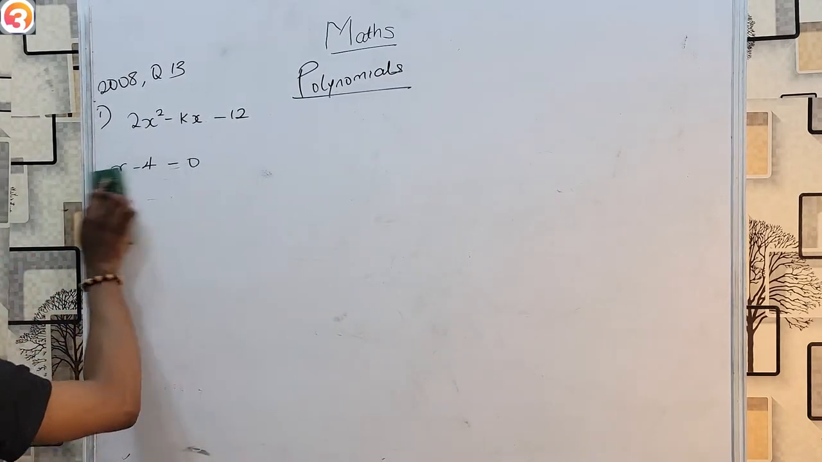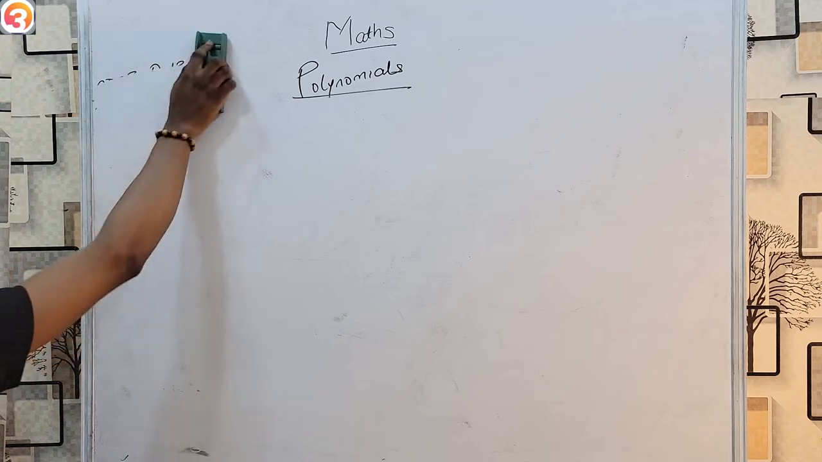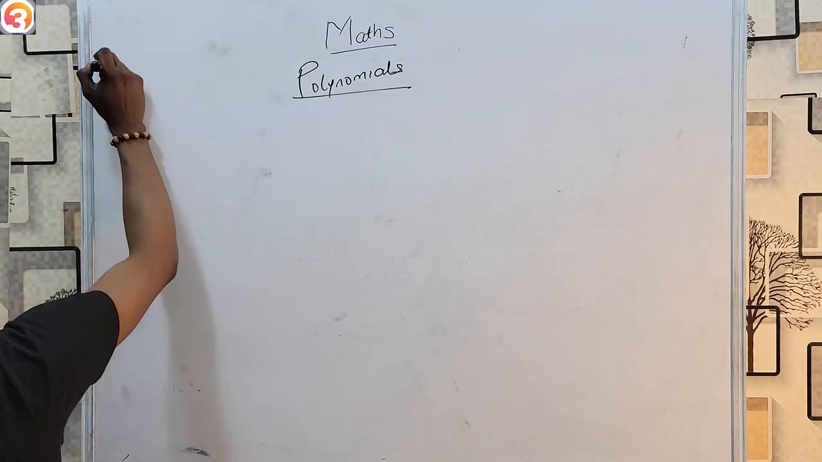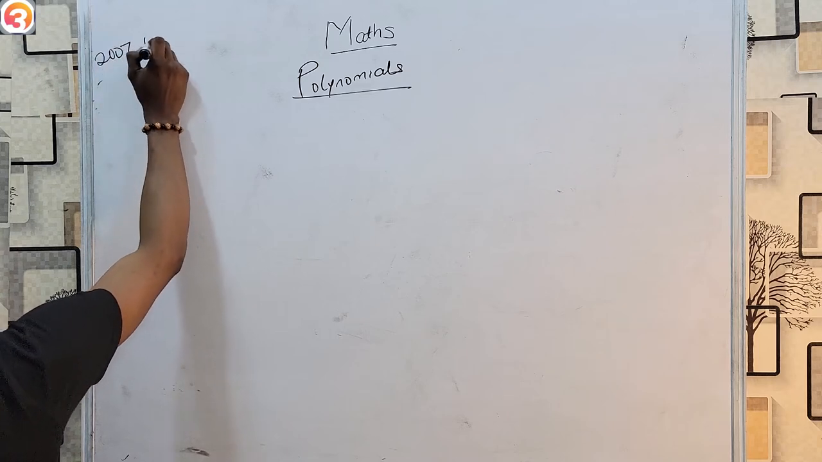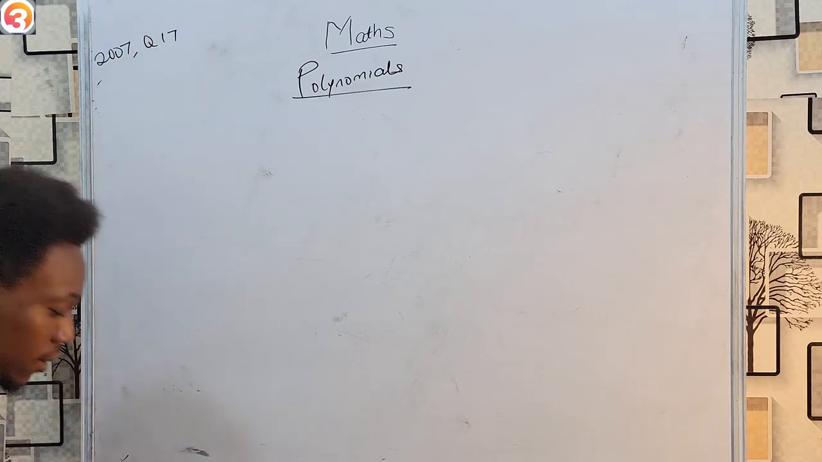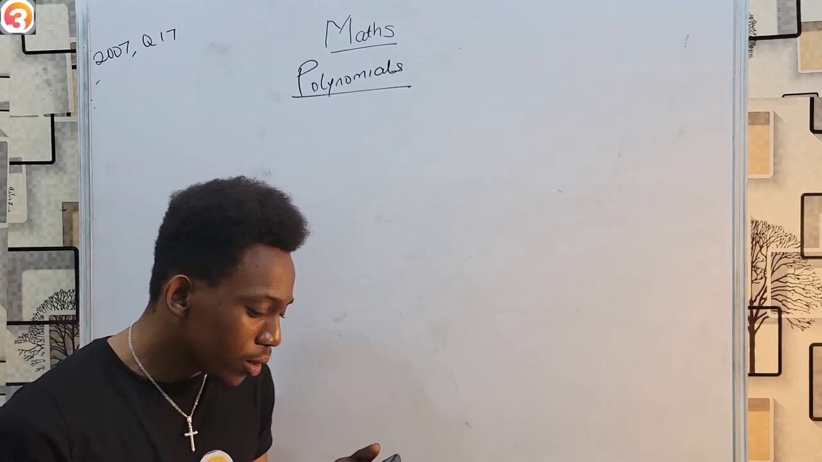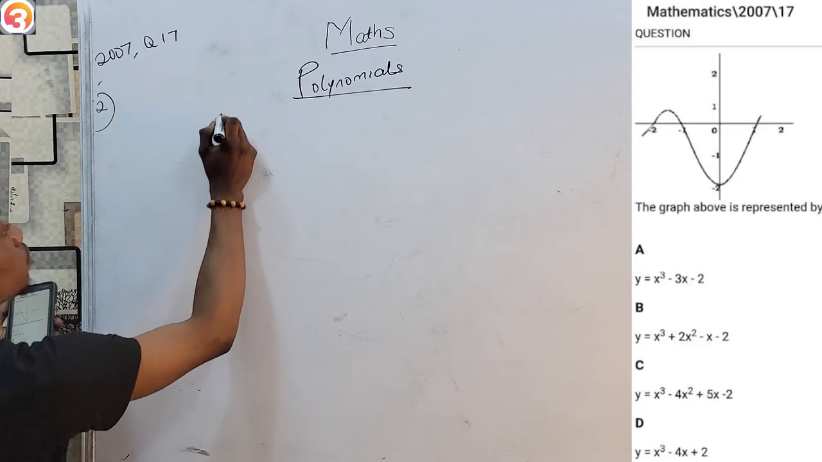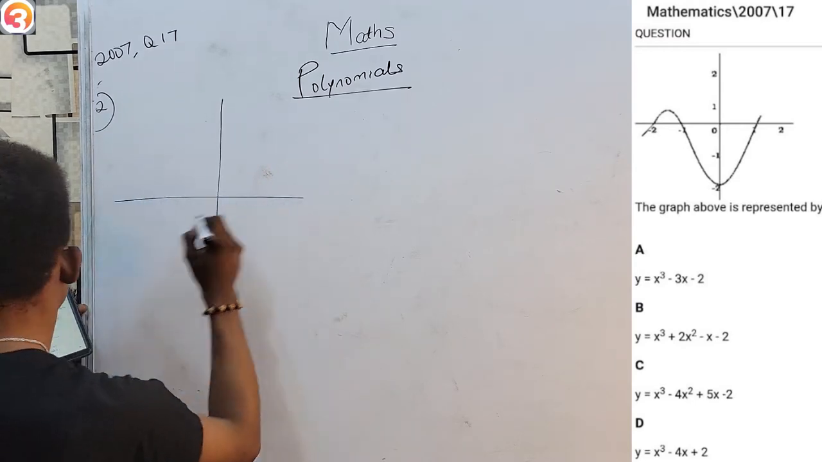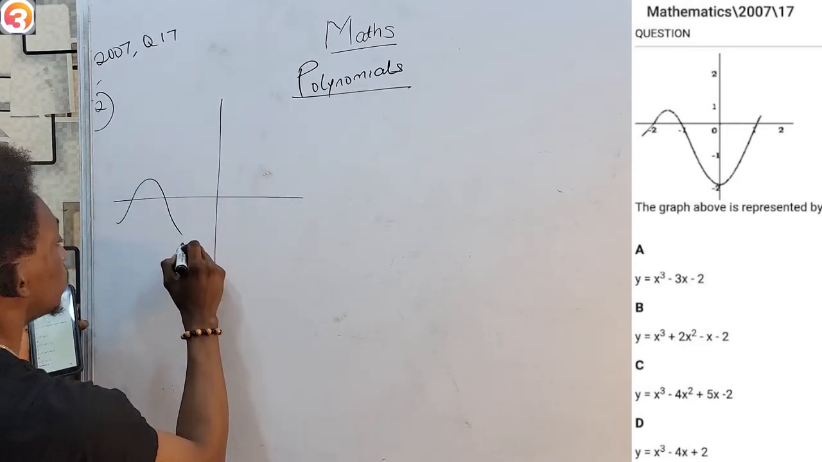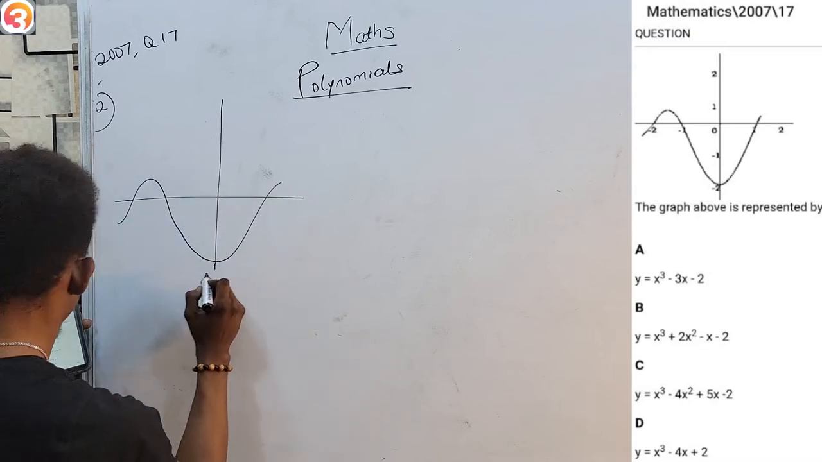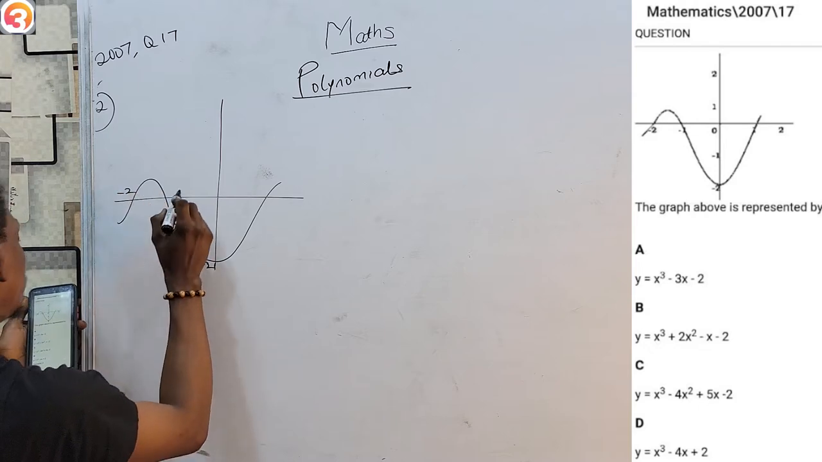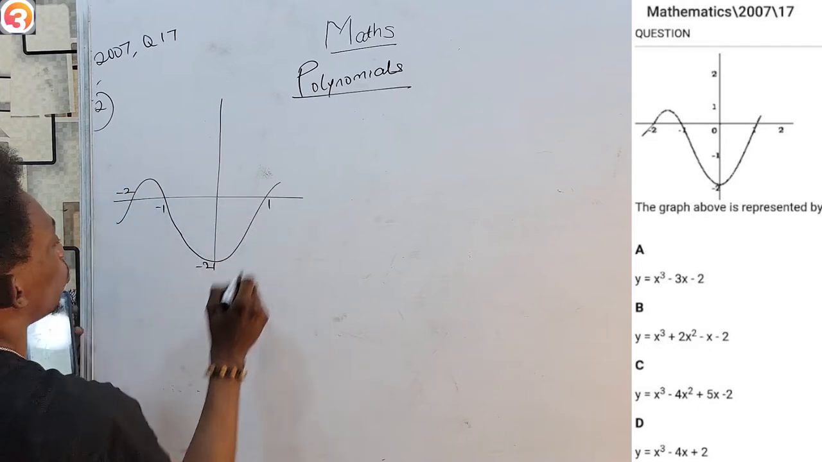Okay, I have my next question. This one is from the year 2007, question number 17. Now, this one actually comes with a graph, which you can see. And well, from the nature of this graph, I have something like this. So that here is minus 2. Here is also minus 2. Here's minus 1, here's 1.